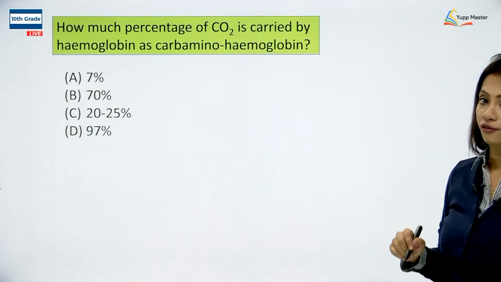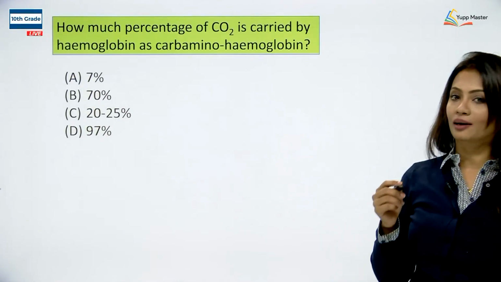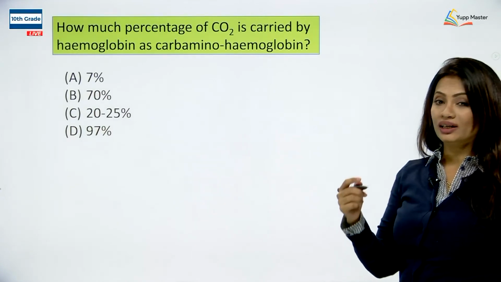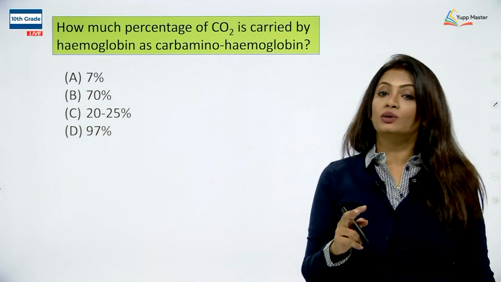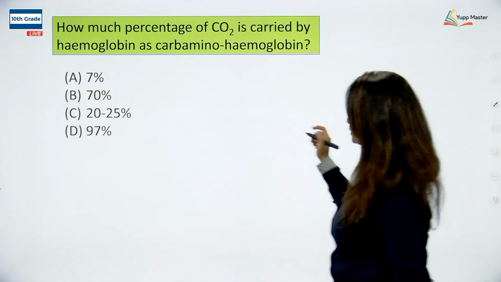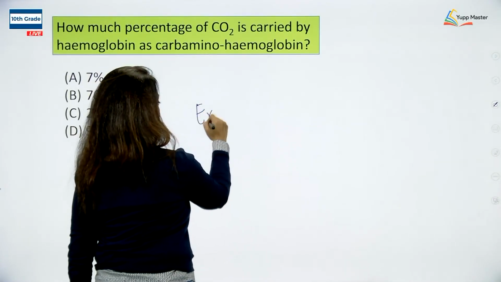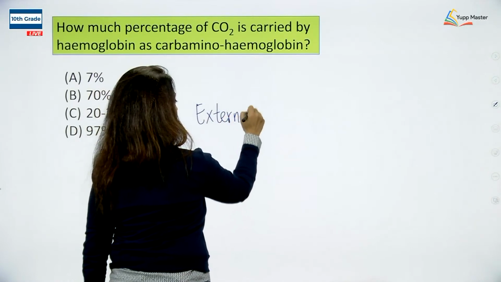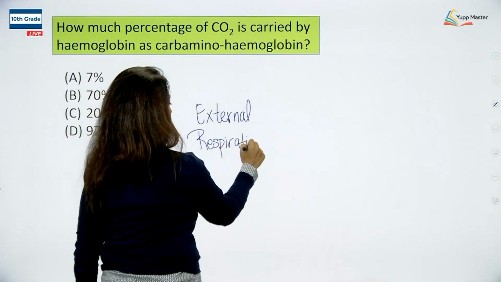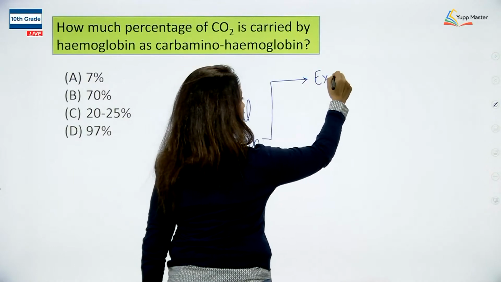How much percentage of carbon dioxide is carried by hemoglobin as carbamino-haemoglobin? So let's remember this. What was this all about? This was all about external respiration. There was a part called removal of carbon dioxide. So when we talk about external respiration, there were different parts to it. Which were those? The first thing involved here was exchange of gases.